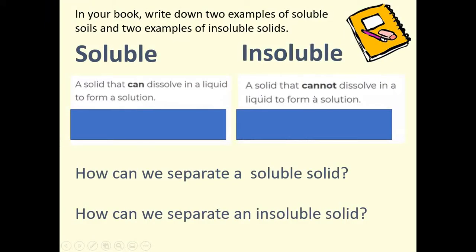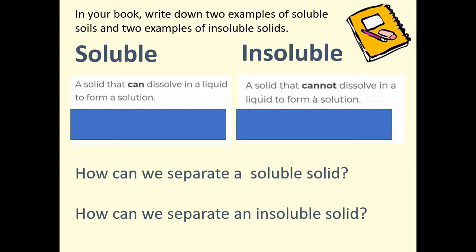Okay, in your book, I'd like you to write down 2 examples of a soluble solid and 2 examples of an insoluble solid. Let me remind you of these words. Soluble is a solid that can dissolve in a liquid to form a solution. So in your book, write down 2 examples of a soluble solid.